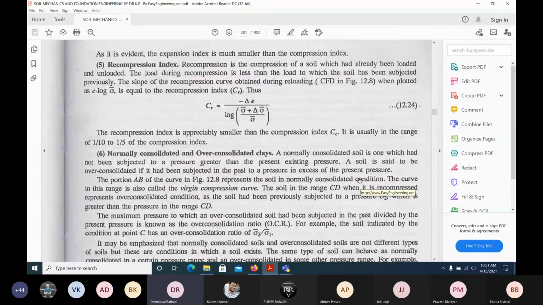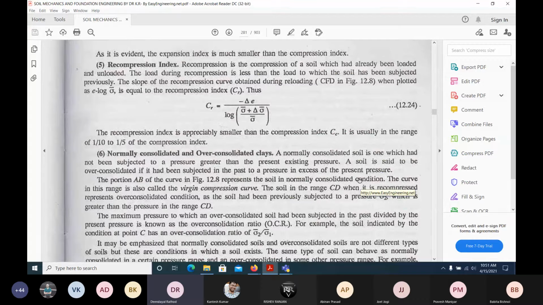Okay, and when we call it a normally consolidated soil, the soil is one which had not been subjected to pressure greater than the present pressure we are applying. It is not subjected to more than that previously. That particular soil is called the normally consolidated soil. A soil is said to be over consolidated if it had been subjected in the past to a pressure in excess of the present. That means the particular soil is subjected to more pressure.